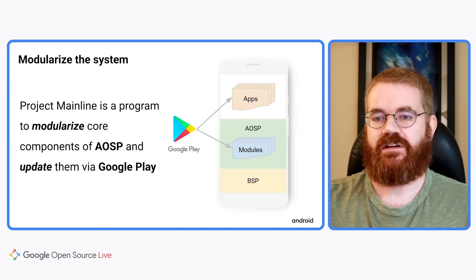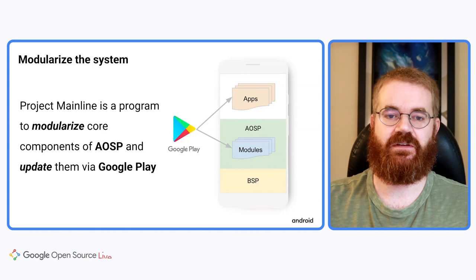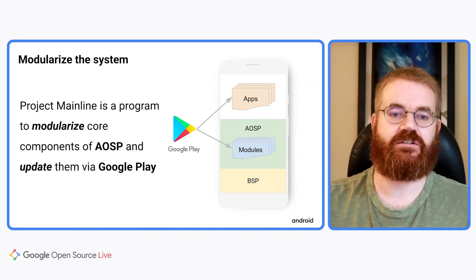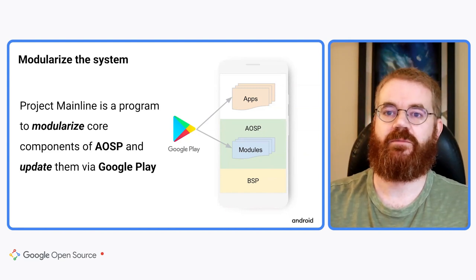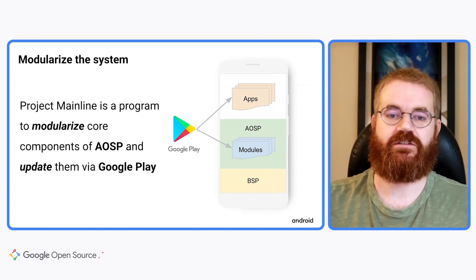As we're modularizing these core components of AOSP, a really important aspect of that for us is that the code for the modules remains in AOSP, remains open source. These modules are built by Google. They're built from the sources that are published in AOSP. So that allows you to inspect the code for the binaries that are running on your devices.